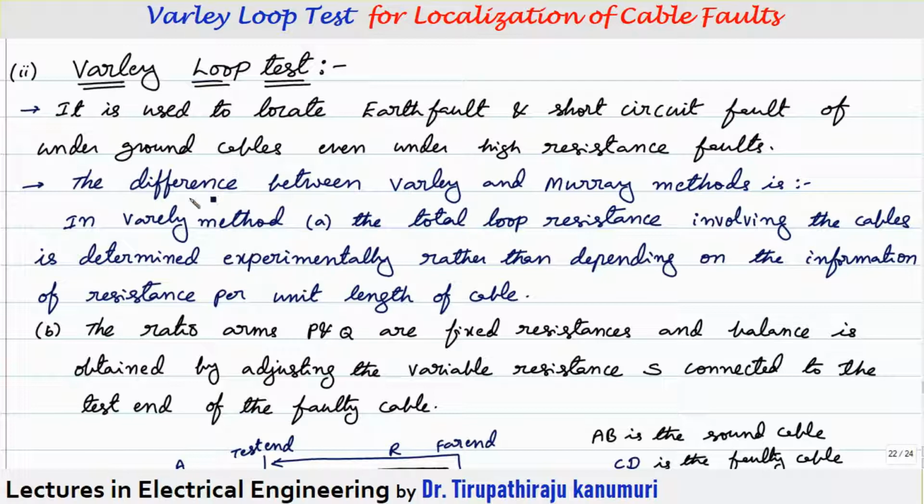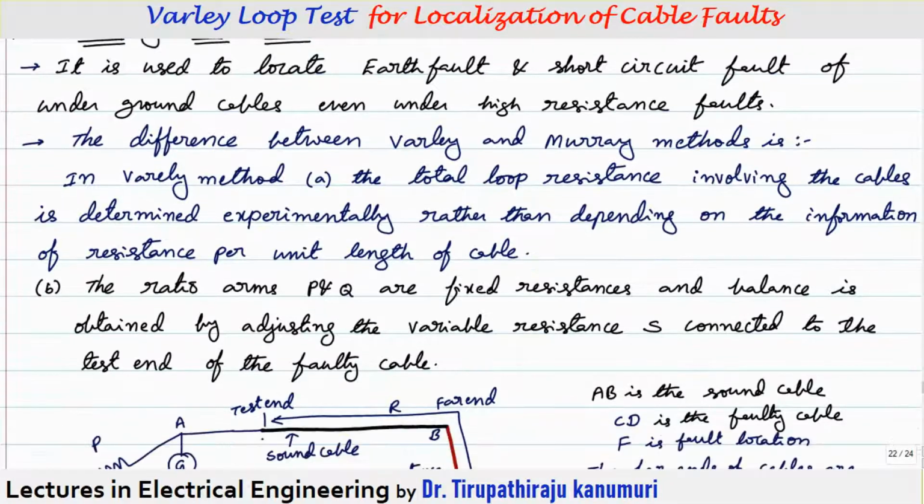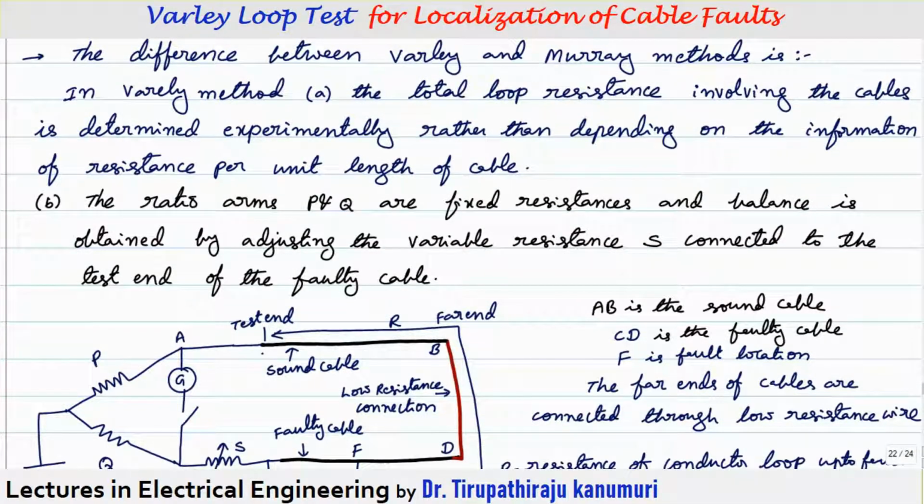The difference between the Varley and Murray loop test methods is, in the case of the Varley loop test, the total loop resistance involving the cables is determined experimentally rather than depending on the information of resistance per unit length of cable. In the case of the Murray loop test, we depend on the theoretical value, but here practically we will determine the loop resistance. That is the first one.